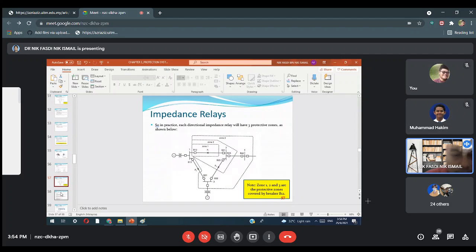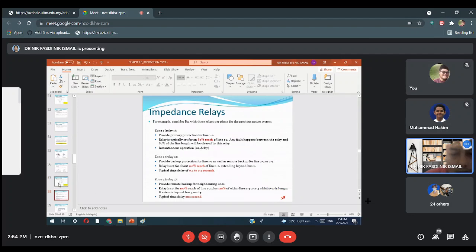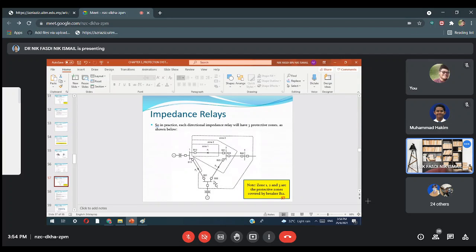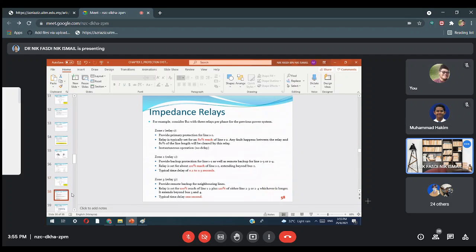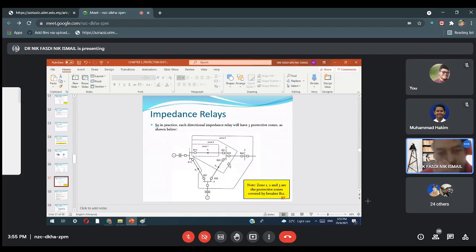So 120% means it must be more than that, you have to extend another 20% beyond 100% of line 2 to 3, an additional 20%. Alright. So, okay, time delay 1 second, 1 second. So that falls into the zone here.